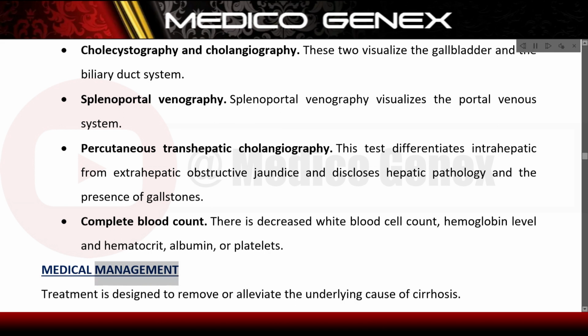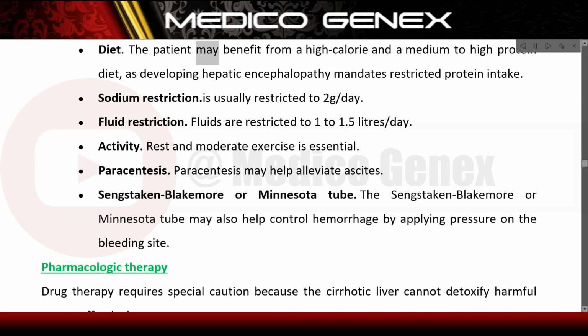Medical management. Treatment is designed to remove or alleviate the underlying cause of cirrhosis. Diet. The patient may benefit from a high-calorie and a medium to high-protein diet, as developing hepatic encephalopathy mandates restricted protein intake. Sodium restriction is usually 2 g a day. Fluid restriction. Fluids are restricted to 1 to 1.5 liters a day. Activity. Rest and moderate exercise is essential. Paracentesis. Paracentesis may help alleviate ascites.